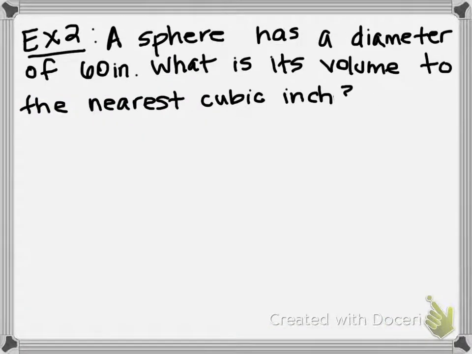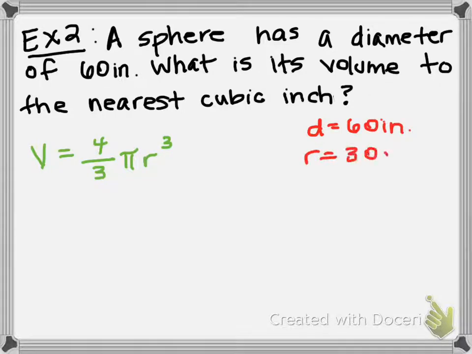All right, here's the next one. The sphere has a diameter of 60 inches. What's the volume to the nearest cubic inch? So I need to write down my formula for volume. It is 4/3 pi r cubed. I do need to figure out what radius is. I know that diameter is 60, so that means that my radius must be 30 inches. I take that 30 and I just plug it in right where I see the r for radius.